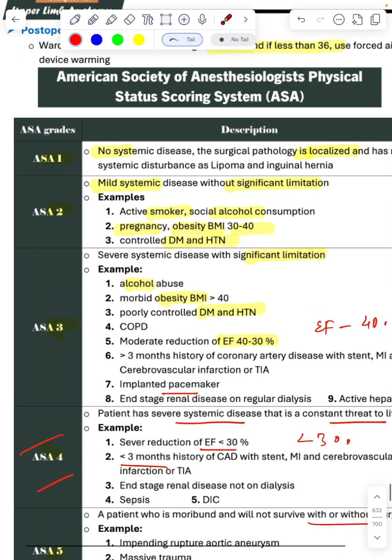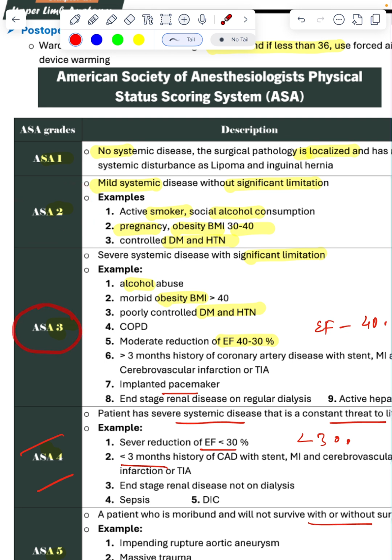Now ASA grading: no systemic disease, localized. Mild systemic disease without limitation, active smoker or alcohol consumption, pregnancy, obesity, all these come under grade 2. So smoker, alcohol, hernia surgery, patient is pregnant, obesity, controlled diabetes and hypertension. We just have to remember these points to label it as grade 2.